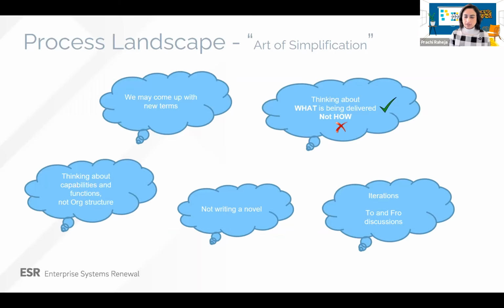We also need to remember that there is going to be a lot of to and fro discussions, iterations. The very first time you start whiteboarding it out, it's not going to be perfect. It's going to take a few iterations before you get to that one-page view. And last but not the least, we're not writing a novel. So it's really important that we keep it simple, very precise, and keep the information really limited on that one page and in as few words as possible.